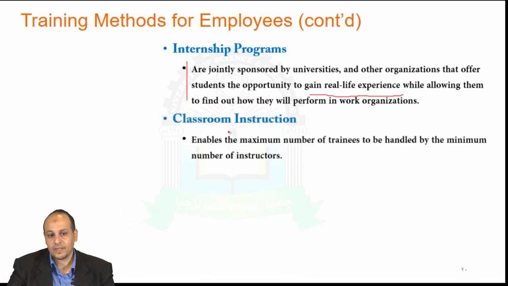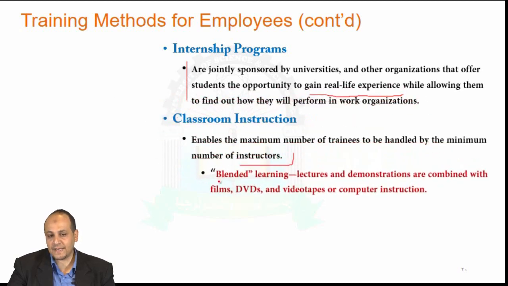Classroom instruction enables the maximum number of trainees to be handled by the minimum number of instructors. This can also help regarding issues affiliated with customers' contact and relationships, specifically if, let us assume, a company has over 200 employees. So classroom instruction will help cut down on cost and of course help those employees gain the right knowledge needed for their jobs.